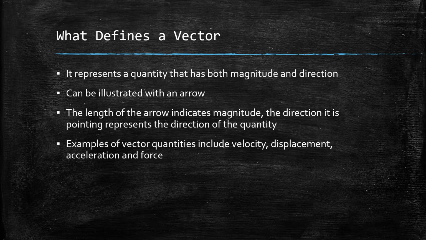Okay, it's illustrated with an arrow, which allows you to visually represent the mathematical value and the direction. So the keys are that the length of the arrow indicates how much, or the magnitude, and the direction it's pointing represents the direction of that value. So we've dealt with some vectors before, things like velocity, displacement, and acceleration, and now we're adding force into the mix of things that have both a quantity but also a direction that they are going.